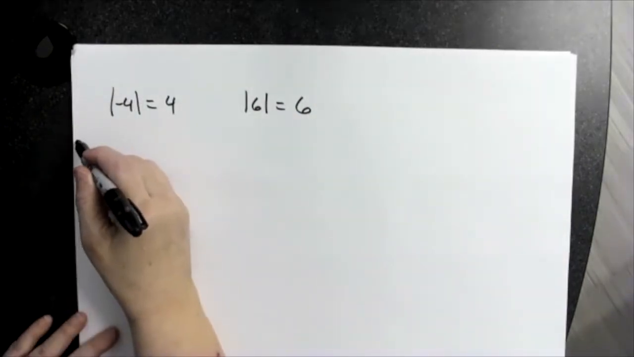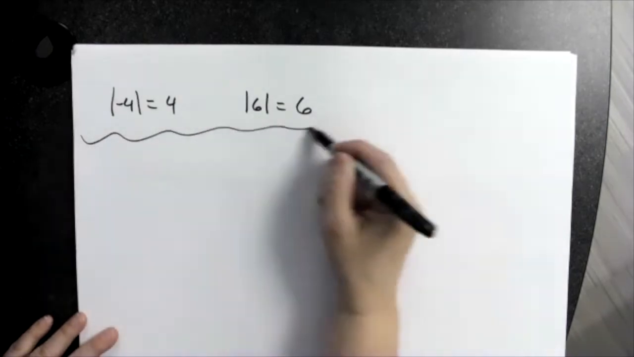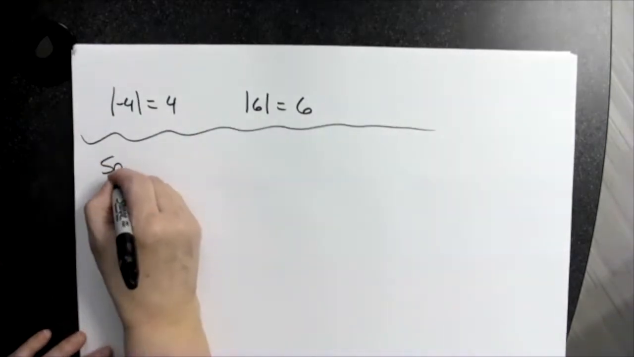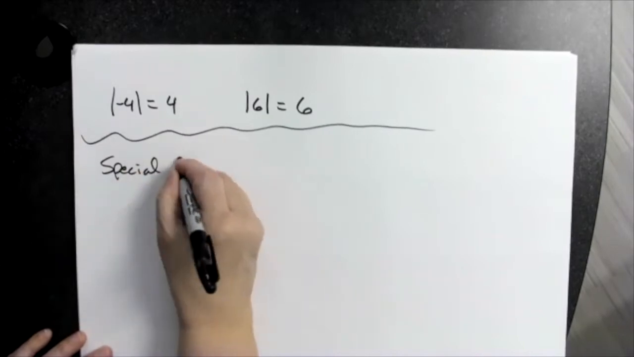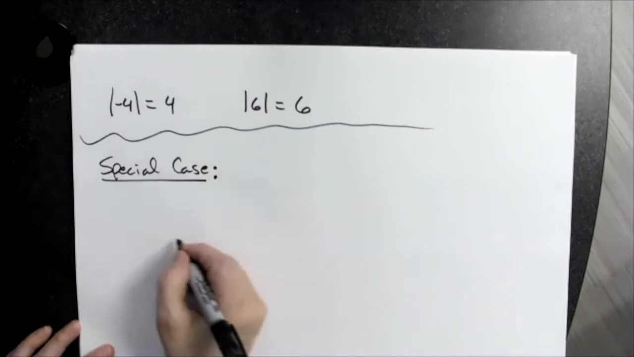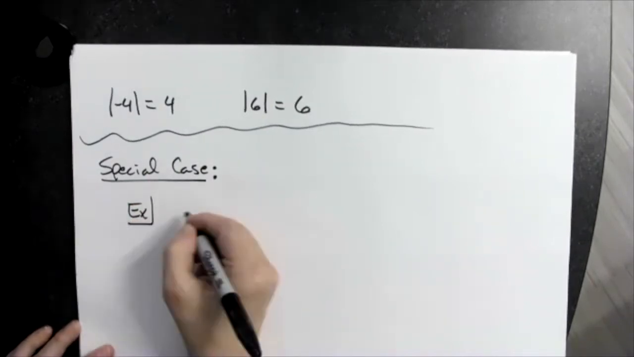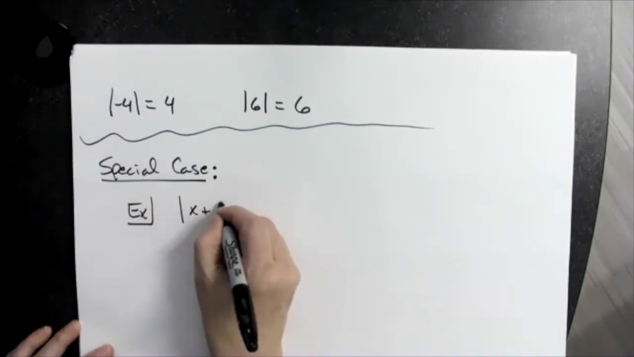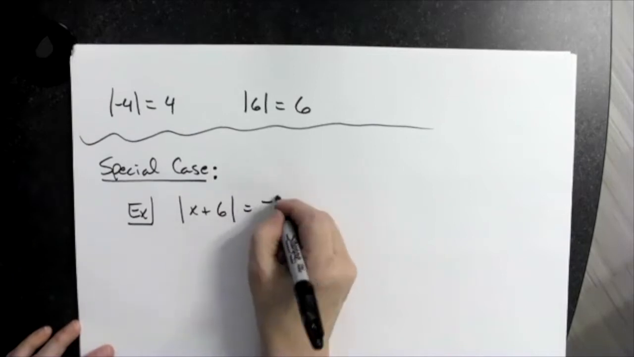Okay, now with that being said, then we are going to run into a special case. All right, what if they try to give you an equation that looks like absolute value x plus 6 equals negative 12?